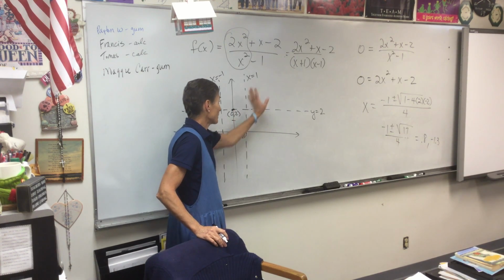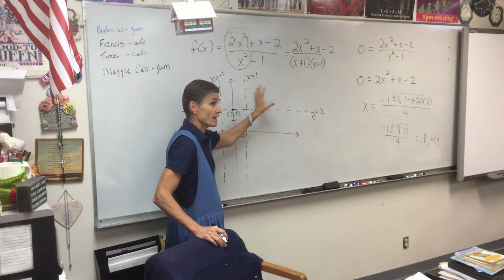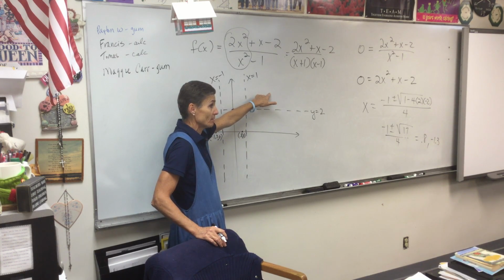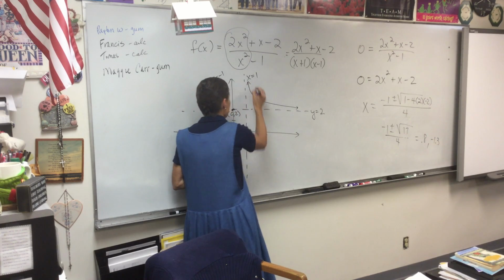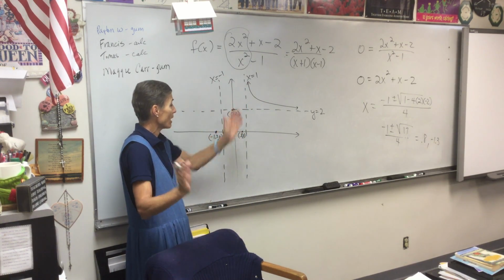That should tell you something about this piece of the graph. Any idea what this piece of the graph looks like? If you can't touch the x-axis, the graph must be up here. So it's going to be one of these guys. That's how they act. They follow their asymptotes. They're shaped by their asymptotes.